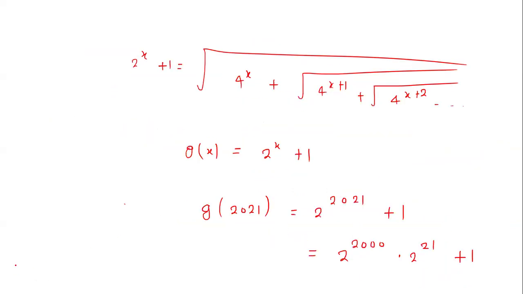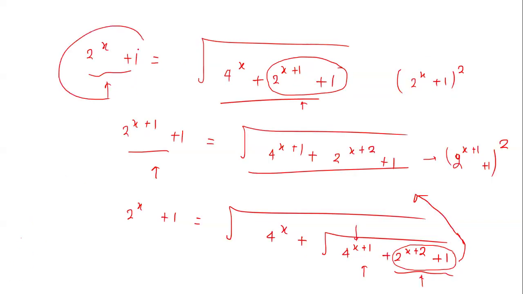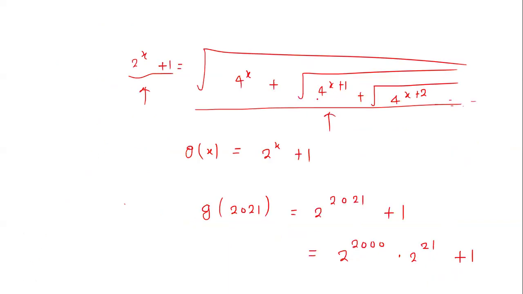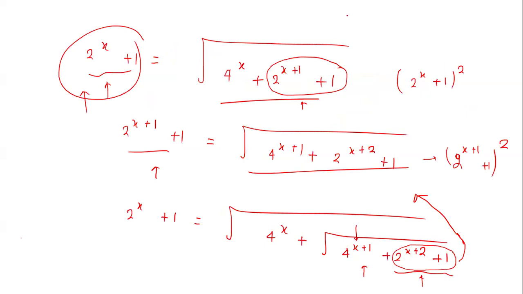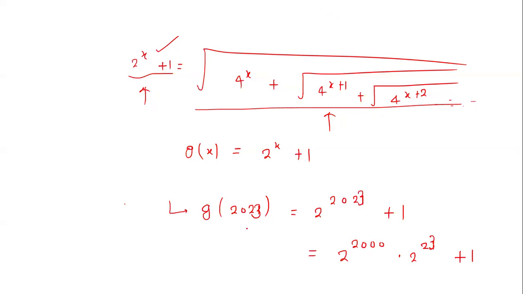You can expand that, and if you expand that, it will come like this. So this whole expression is simply equal to 2 raised to power x plus 1. We started from here and converted this expression into this form, and this form is equal to 2 raised to power x plus 1. So now our expression is simple. We just have to put 2023 instead of x in this expression. So g of 2023 is similarly 2 power 2023 plus 1.